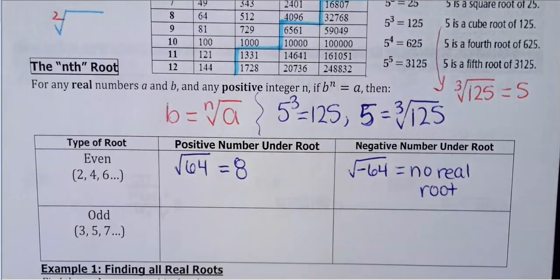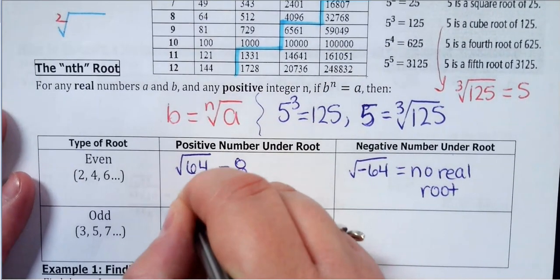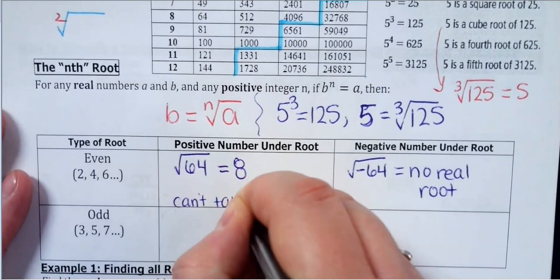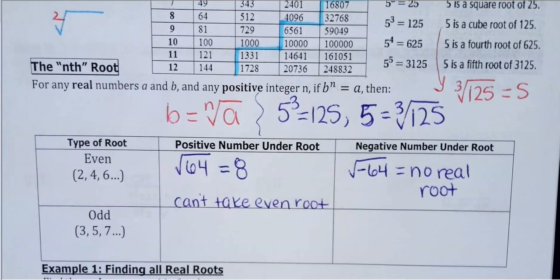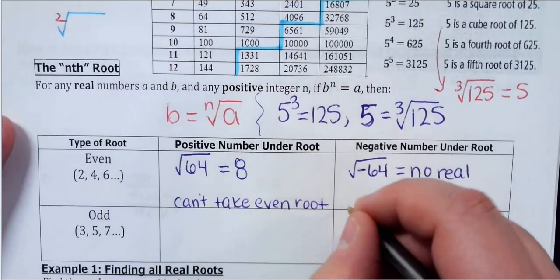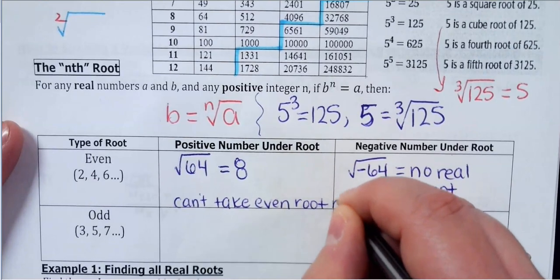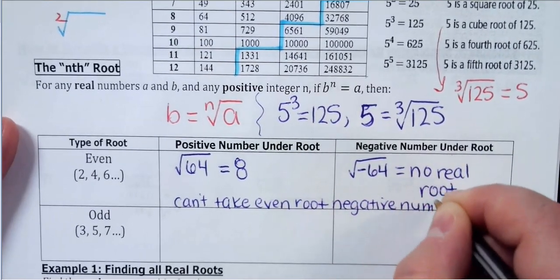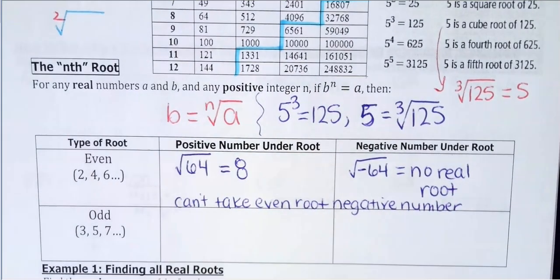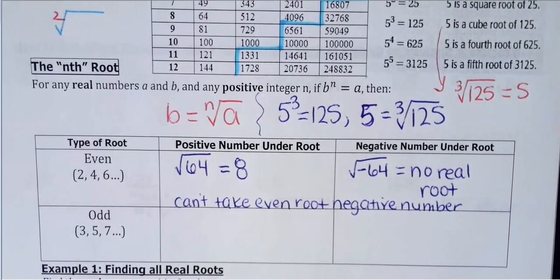All right, so I'm just going to write that in general. Can't take the even root. So square root, fourth root, sixth root. I doubt you will see a sixth root, but you can't take the even root of a negative number, just in general. It will not be a real solution. It'll be an i if you wrote it down, but we're not going to deal with any imaginary numbers as we go through this unit. So if you would put i, just put no real root.